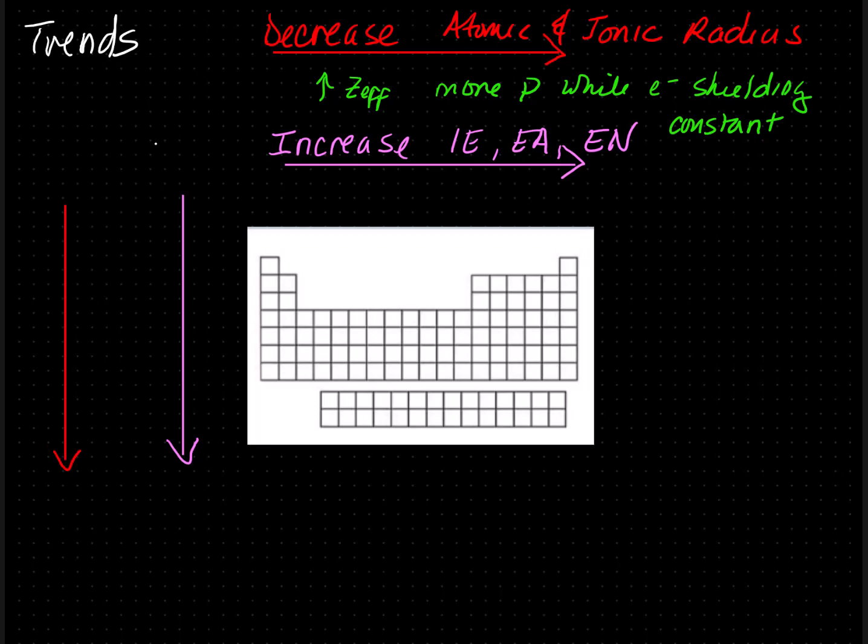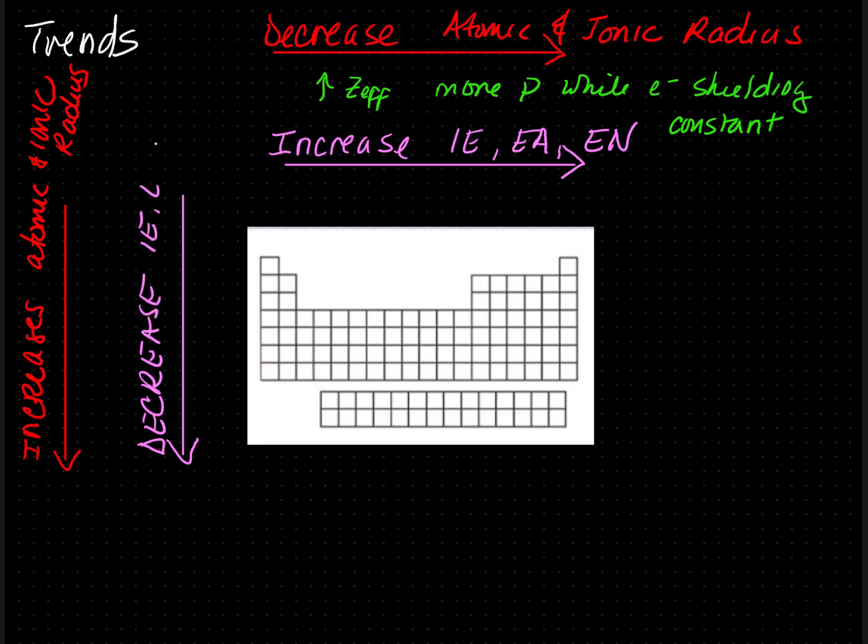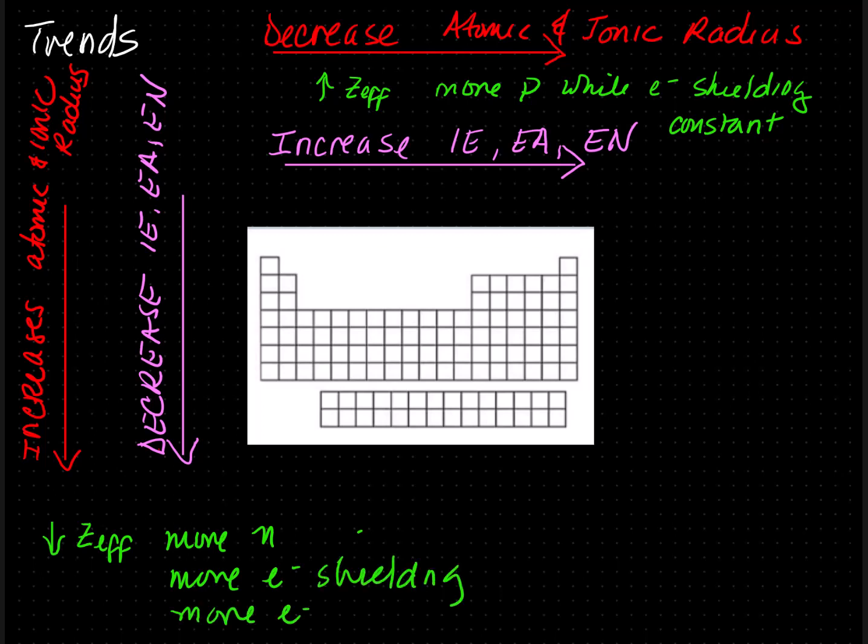As I go down the periodic table, the atomic radius and ionic radius increase. However, the other three trends go in the opposite direction. As I go down the periodic table, they decrease. This is the ionization energy, the electron affinity, and the electronegativity. And all of them decrease for the same reason. There is a decrease in effective nuclear charge because there are more energy levels, that is the n. There is more electron shielding because as I increase an energy level, there are more core or inner electrons. Because there are more electrons, there's more electron-electron repulsion.